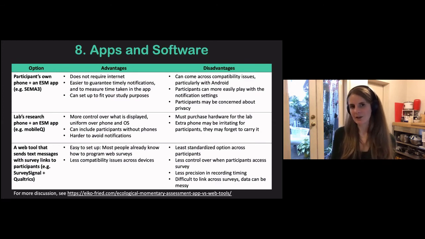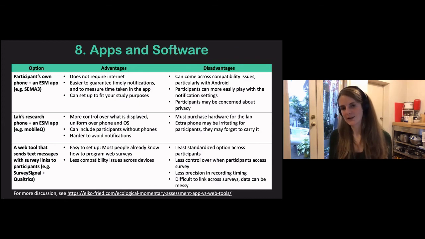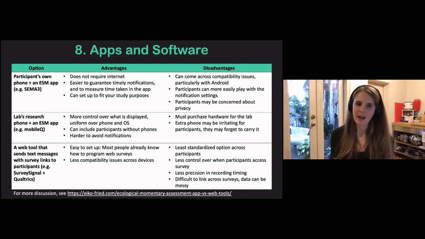This is easier to set up because most of us know how to program a web survey in Qualtrics or LimeSurvey or similar. And it also means you have fewer compatibility issues across devices, but it's also much less standardized across participants. You have a lot less control over when participants access and do the survey. And you can't tell, for example, how long they spent on pages and this kind of thing. And your data can be quite messy. But this sort of web tool is usually what I would use for a daily diary study. So usually I would set up emails to go out with Qualtrics links if I was just doing one measurement point a day.